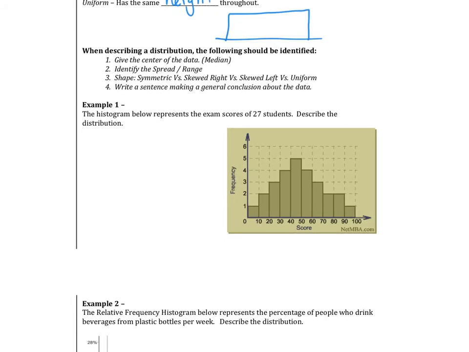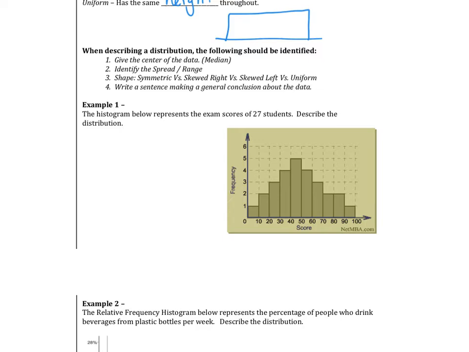Right. When describing a distribution, the following should be identified. We should give the center. So we give the median. Where's the center of the data? We should identify the spread or the range. So how far apart? And then we should identify the shape. And then we should identify writing a general conclusion. Okay, so center, shape, spread, and conclusion.